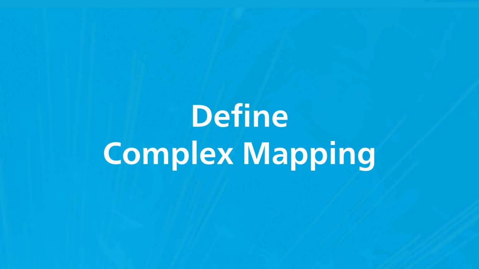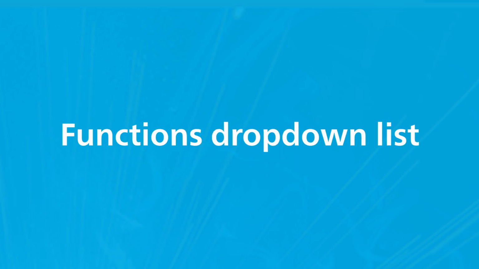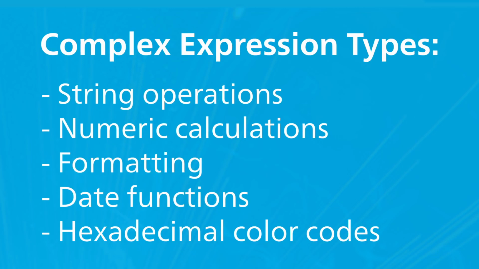You can also define conditional or complex mapping by using the expression editor at the bottom of the link editor. Any expression can be written in the expression editor using the functions available in the functions drop-down list. Complex expressions can involve string operations (concat, substring, etc.), numeric calculations (addition, subtraction, log, square root, etc.), formatting, date functions, hexadecimal color codes, and so on.